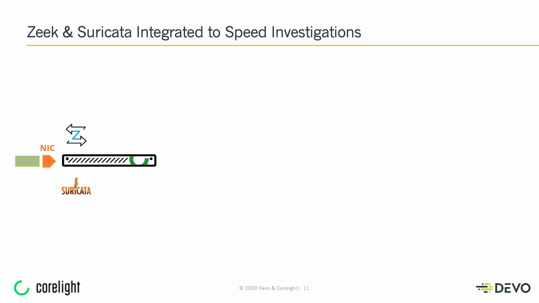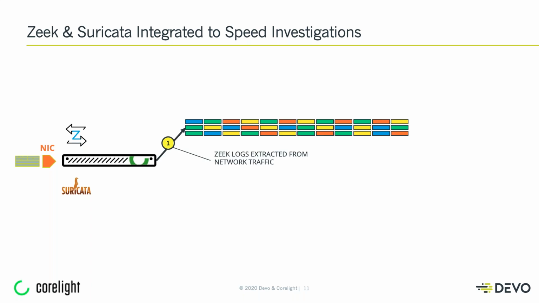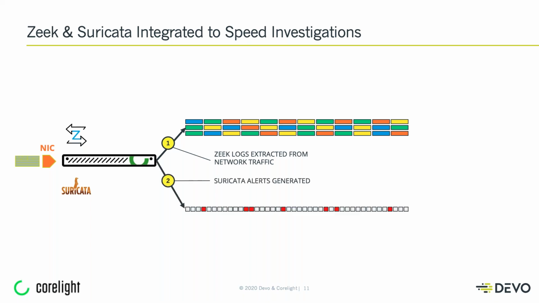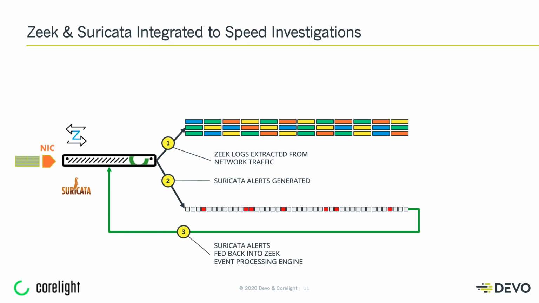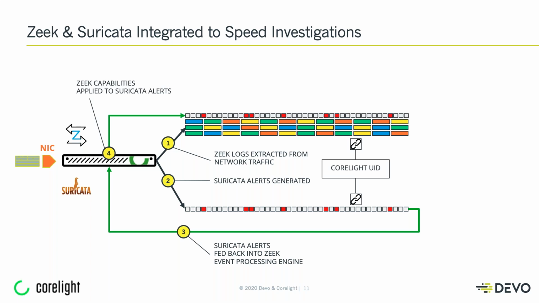So the way that it works is that Zeek extracts those dozens of log files from the live network traffic, and then at the same time, Suricata is looking for malicious traffic using signature feeds like ET Pro signature feeds. Then Suricata alerts are passed back through Zeek's event processing engine. And then here's where the magic happens. Zeek capabilities are applied to those Suricata alerts. And this is where we can do things like fuse the alert and the data together using that Corelight UID, which enables easy pivot and correlation for analysis.